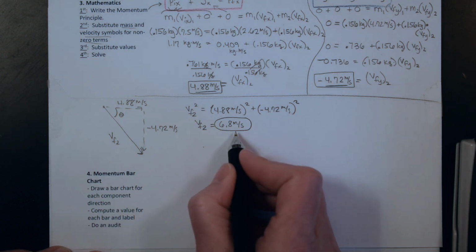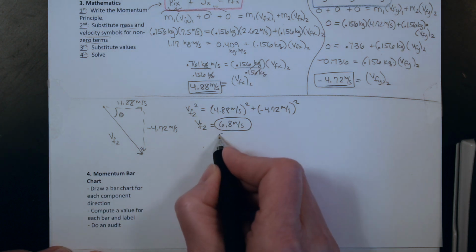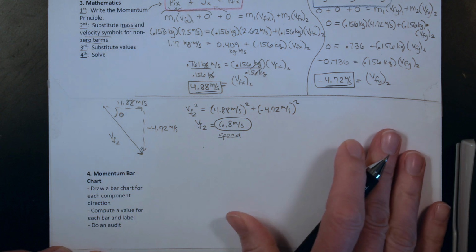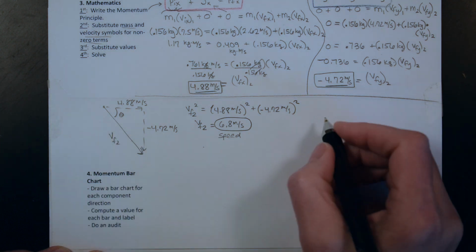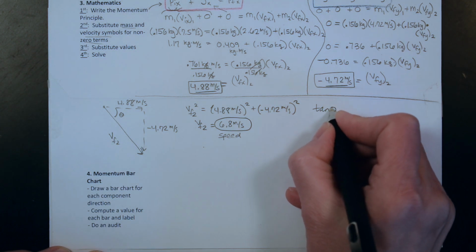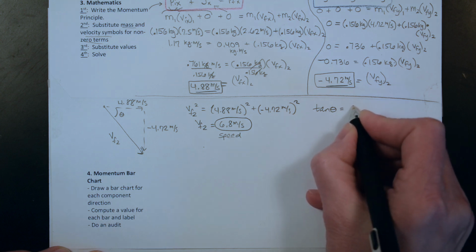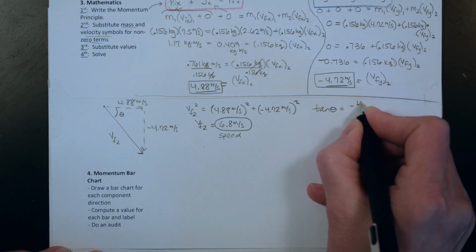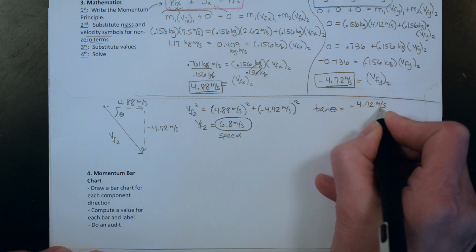So if you give this only as your answer, that would not be correct. That is only the speed. So we also need to find the direction. To do that, we can use tangent. Theta is opposite over adjacent. So negative 4.72 meters per second over 4.88 meters per second.